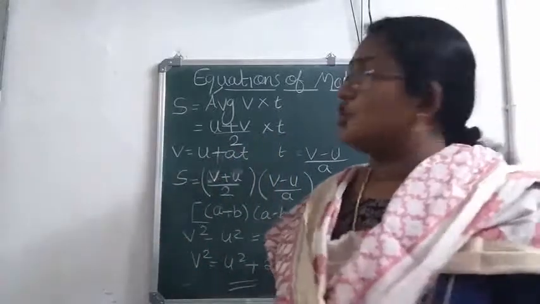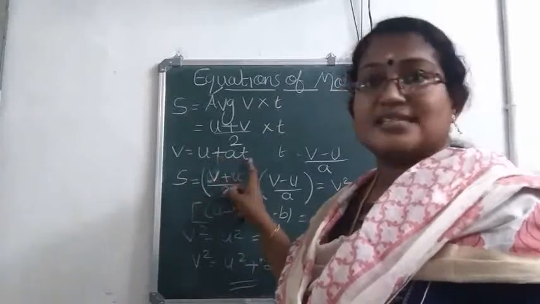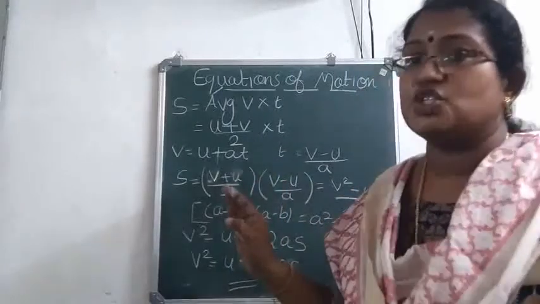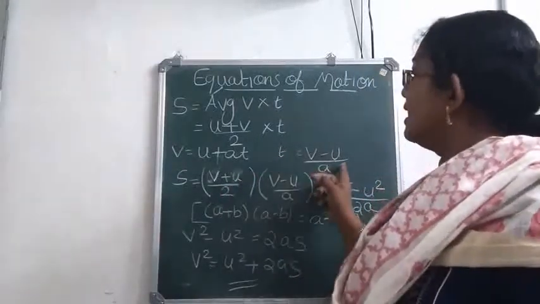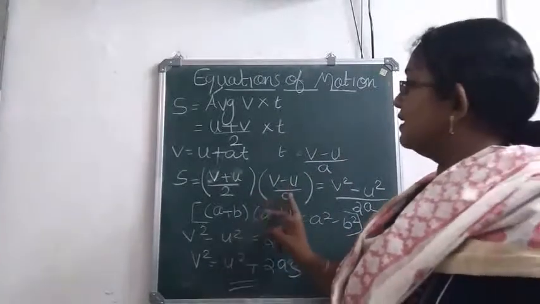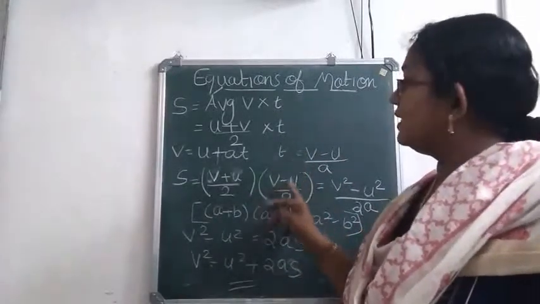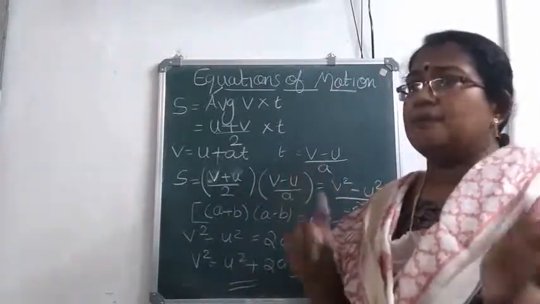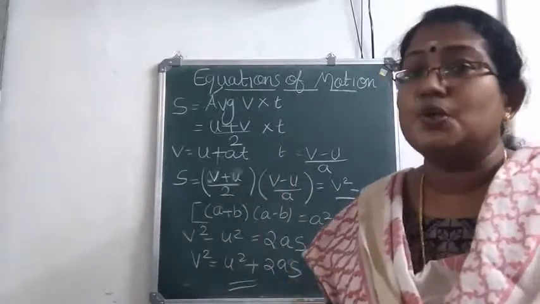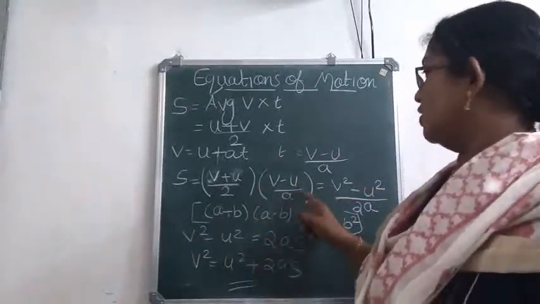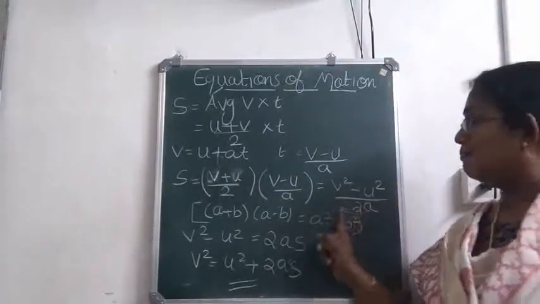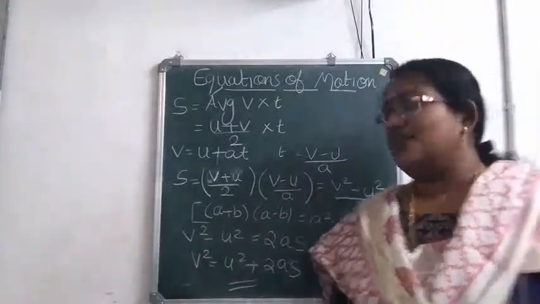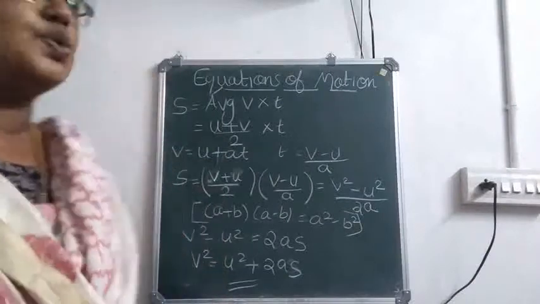From the first equation of motion, we have v is equal to u plus at, and I got what is t from this. Okay, I wrote the equation in terms of t. t is equal to v minus u by a. So I have substituted the value of t in the equation. Now it came in the form of the mathematical identity a plus b into a minus b, which is equal to a square minus b square. So here I got v square minus u square by 2a. Now just cross multiplying, you will be getting it as v square is equal to u square plus 2as.